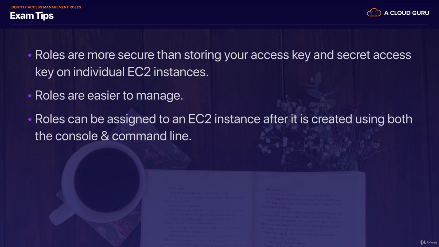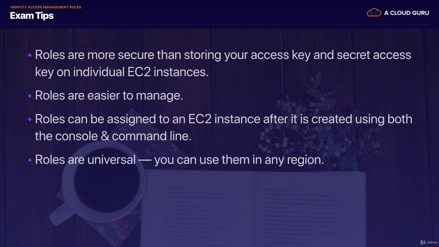Roles can be assigned to EC2 instances after they're created, both using the console as well as the command line. Roles are universal, so you can use them in any region. We created that role in IAM and we were able to use it in the London region. Likewise, we'd be able to use it in the Northern Virginia region or anywhere else in the world.